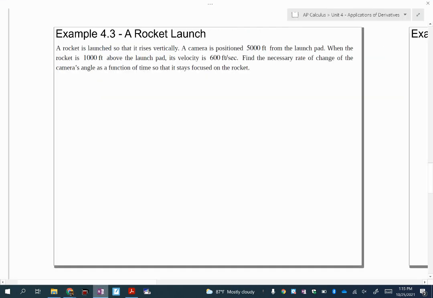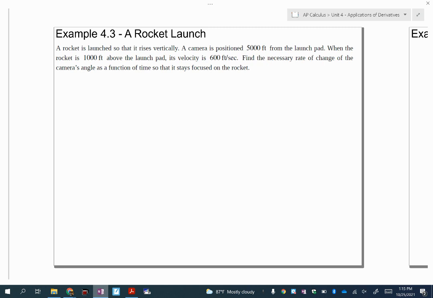Okay, so this next example is actually from the beginning of the chapter. It's about a rocket that is launched vertically. We have a camera positioned 5,000 feet from the launch pad, and when the rocket is 1,000 feet above the launch pad, the velocity of it is 600 feet per second. We're going to find the rate of change of the camera's angle as a function of time so that it stays focused on the rocket.